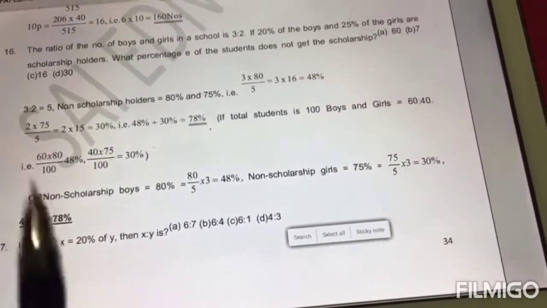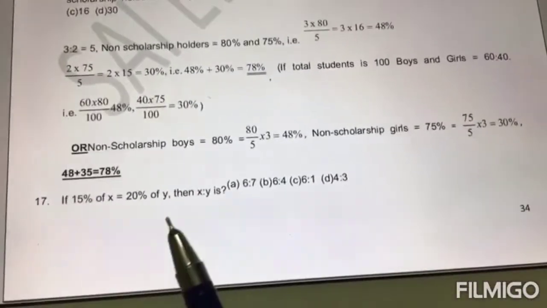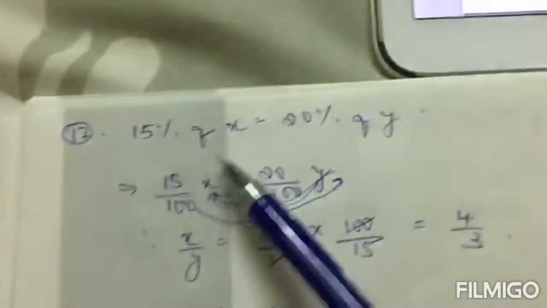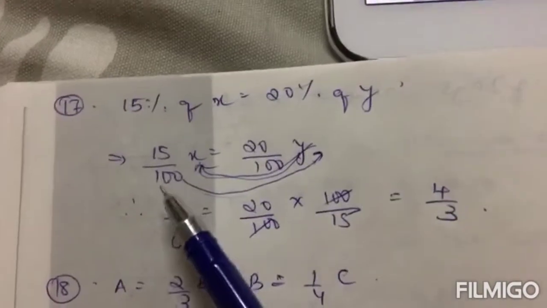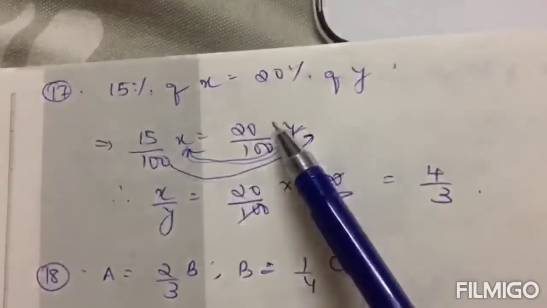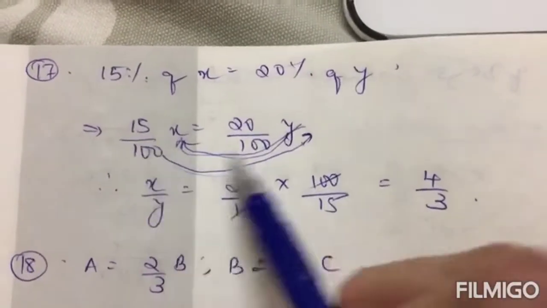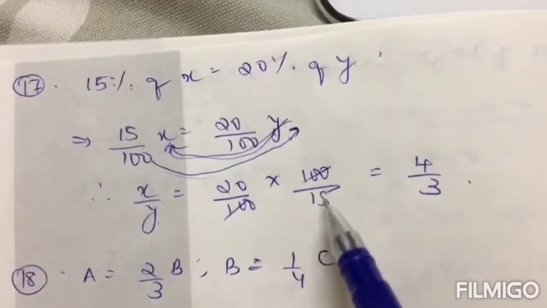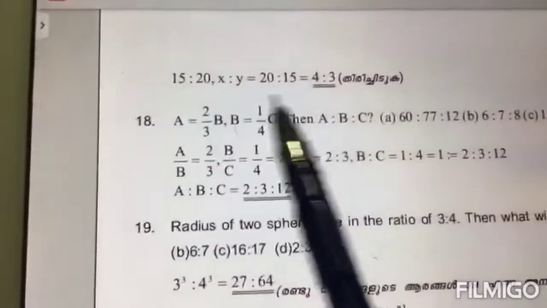Okay. If 15% of x is equal to 20% of y, then x is to y is how much? Very simple, okay? First write down 15% of x is equal to 20% of y, which is equal to 15 by 100 into x is equal to 20 by 100 into y. Take y here and this term here. So x divided by y is equal to 20 by 100 into 100 by 15. This inverts when you take it to the other side, which is 4 by 3. Is that the right answer? Yes, it is. It is the right answer.